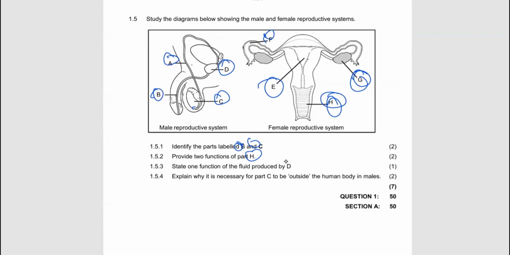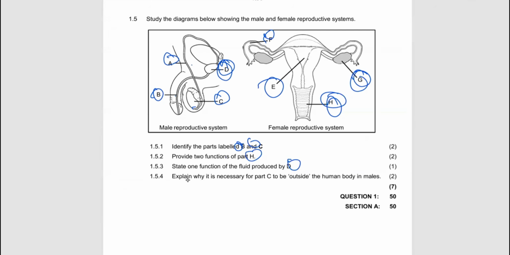State the function of the fluid surrounding D. This one provides alkaline fluid which neutralizes the acidity of the vagina. But remember now, any function you give is correct on this. Remember now, we generalize them.